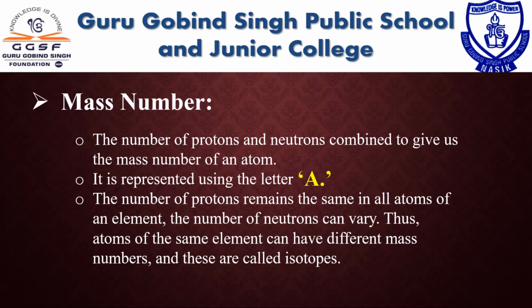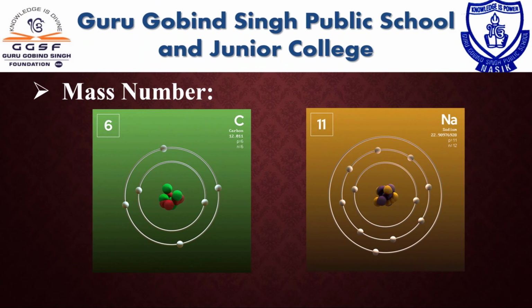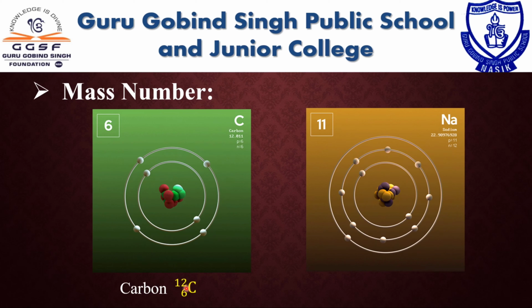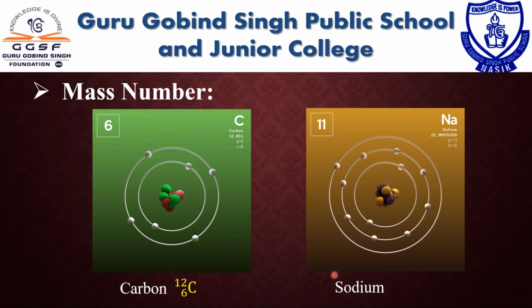The weight of an electron is almost negligible. Thus, the atomic mass of an atom is almost the same as its mass number. For example, an atom of carbon has 6 protons and 6 neutrons. Thus, its mass number is 12. For sodium atom, number of protons are 11 and number of neutrons are 12. So, its mass number is 23.